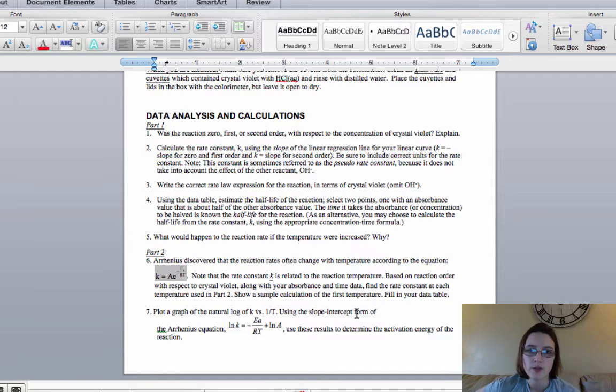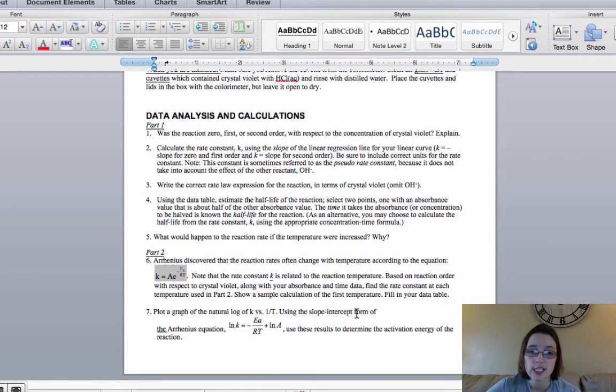So in terms of number 1, the biggest thing that you're going to be showing me is how you calculated the rate constant. Make sure that you include units. Again, data analysis and calculations is all one section in your lab notebook. When it comes to part 2, questions 6 and 7, this is where you're going to have a lot more work that you're going to be showing.